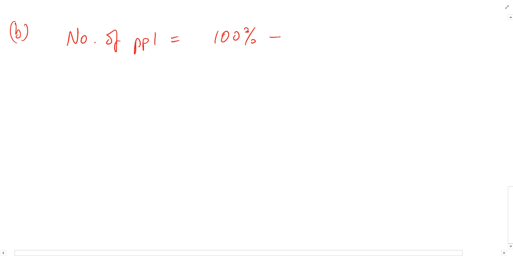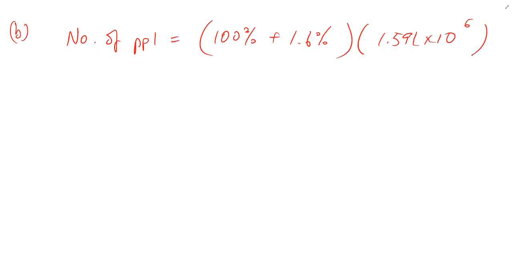In 2013, that value over there, 1.591 times 10 power 6, it refers to our 100%. So in 2014, it increased by 1.6%, so we can simply write number of people equals to 100% plus 1.6% times 1.591 times 10 power 6. Are you okay? Is this working? Or you need me to simplify it? Yeah, I break it down for you.